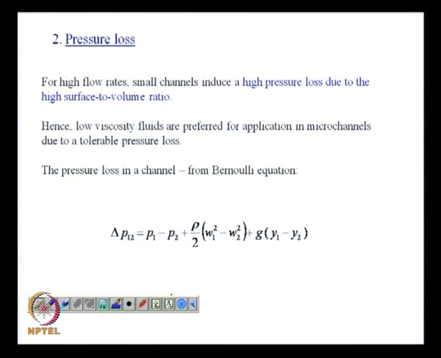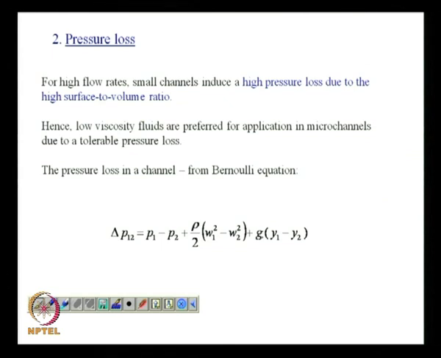But there would be cases in which there is just flow in a microchannel with water, in which reactions are taking place, and the reaction medium is water. So, we have to deal with water in microchannels, or even higher viscosity fluids in microchannels.